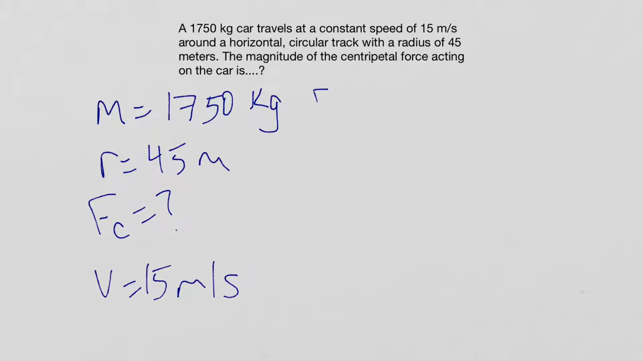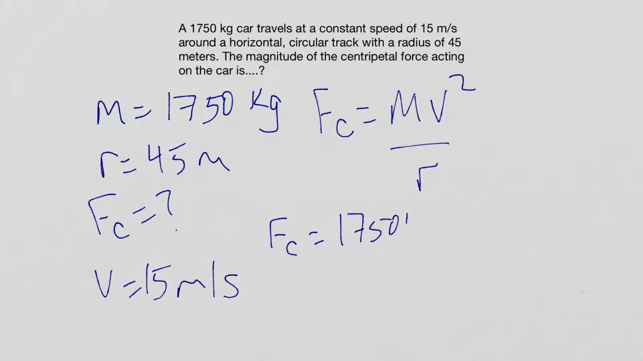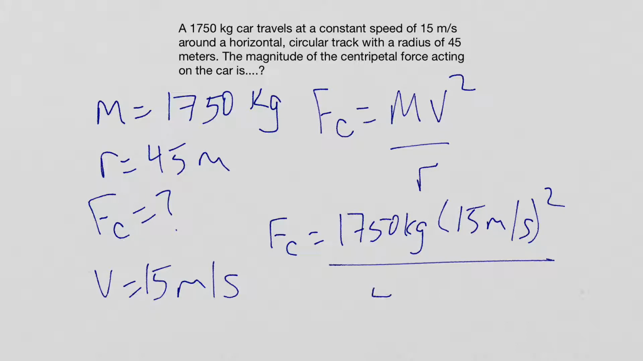The equation we're using is Fc equals mass times v squared divided by r. So we can just plug values in. The mass is 1750 kilograms, the velocity is 15 meters per second, and we square it, divided by r, which is 45 meters. We plug that into our calculator, and we get 8750, and the unit is newtons.